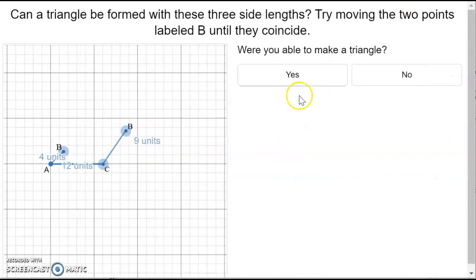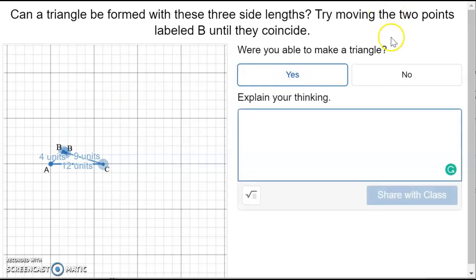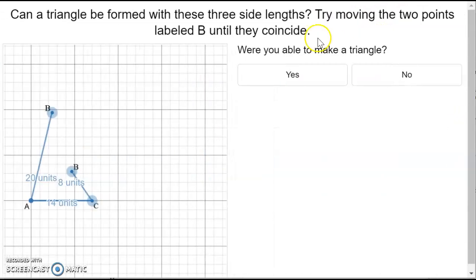All right, then let's try the next one. Can a triangle be formed with these side lengths? Okay, 9, 4, and 12 this time. 9, 4, and 12. Good. Okay, so I can say yes. What about this?